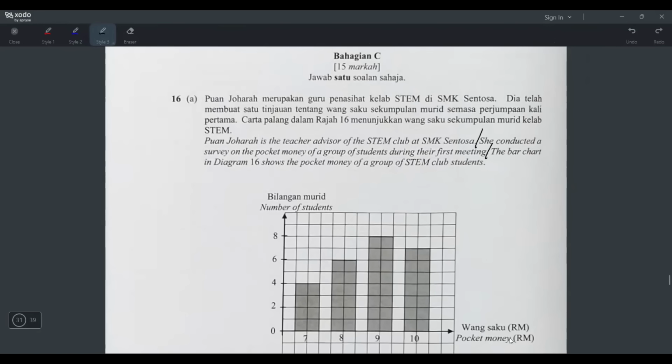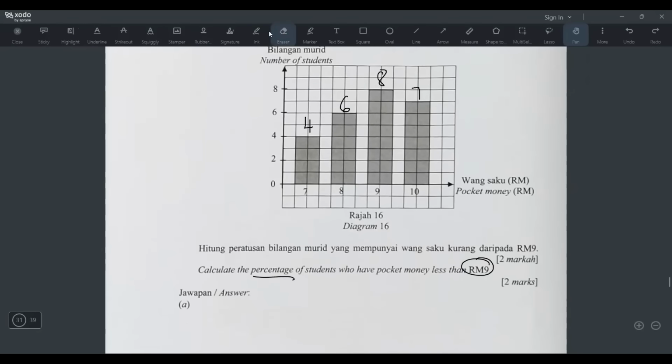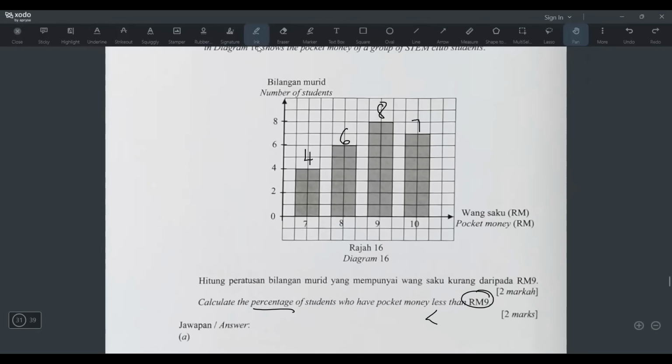So with pocket money 7 ringgit, there's how many students? 4 students. And then this one is 6 students with pocket money 8 ringgit. 8 students with pocket money 9 ringgit, and then 7 students yang ada pocket money 10 ringgit. Okay, and then calculate the percentage of students who have pocket money less than 9 ringgit. Okay, less than 9 means kurang daripada 9. Tak ada line, so it means 9 is not included. So you only tengok 7 and 8 lah. So the bilangan students yang pocket money less than 9 is 4 plus 6, which is 10. So you have 10 students that have pocket money less than 9.